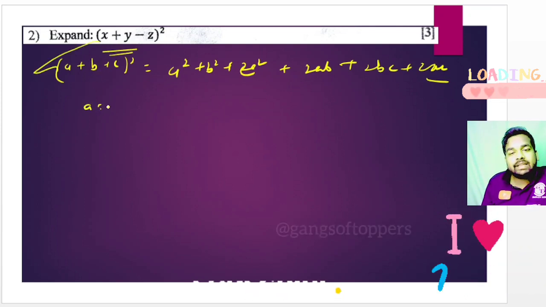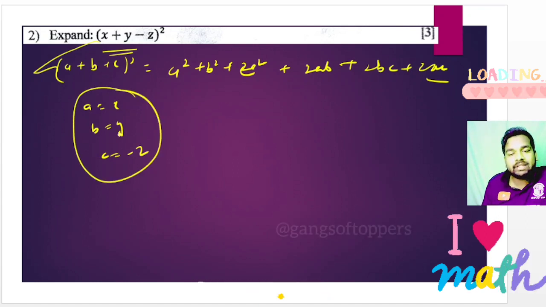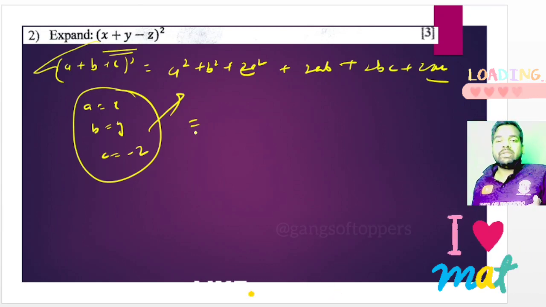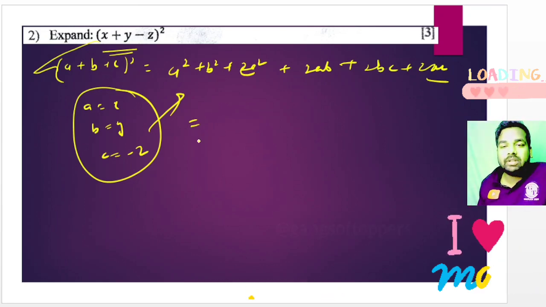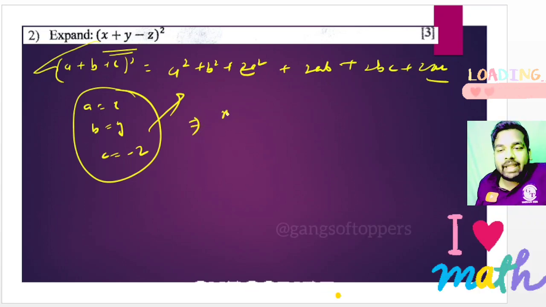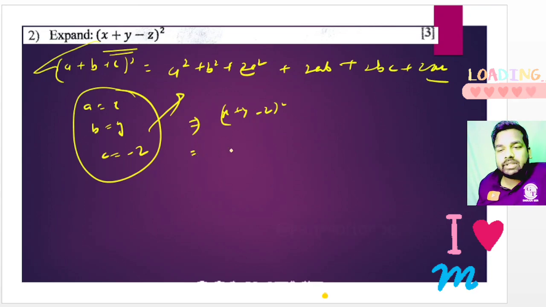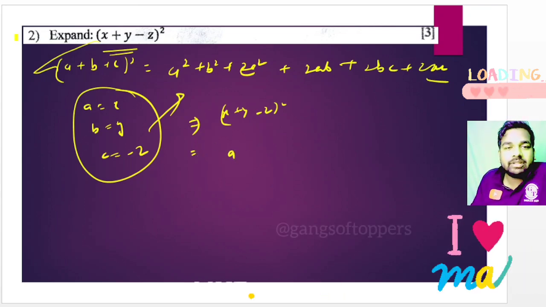Here a is equal to x, b is equal to y, and c is equal to minus z. Just put a is equal to x, b is equal to y, and c is equal to minus z in this formula, and you will get the expanded form of (x plus y minus z) the whole square. Okay, so a square means x square.